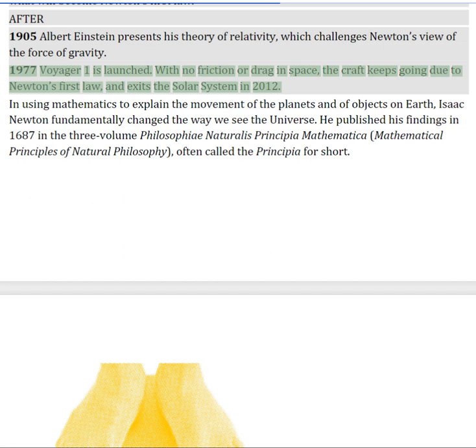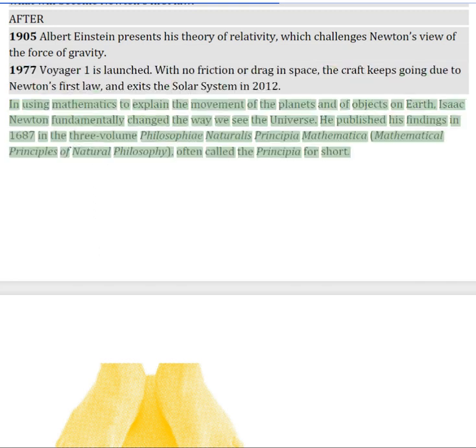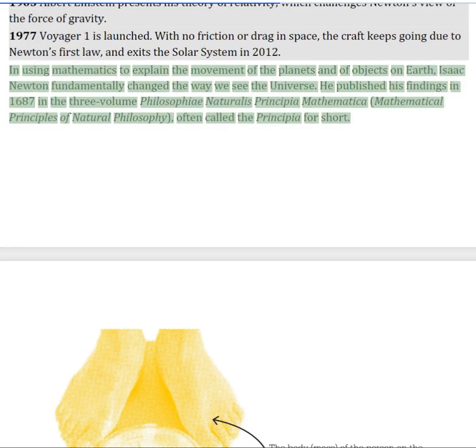1977: Voyager 1 is launched. With no friction or drag in space, the craft keeps going due to Newton's first law, and exits the solar system in 2012. In using mathematics to explain the movement of the planets and of objects on Earth, Isaac Newton fundamentally changed the way we see the universe.